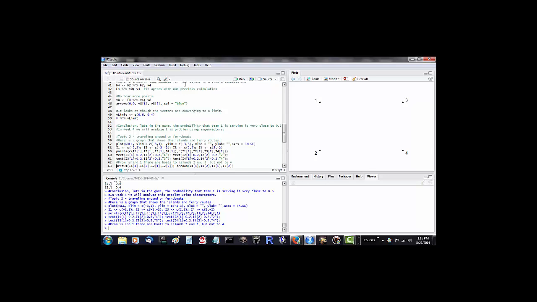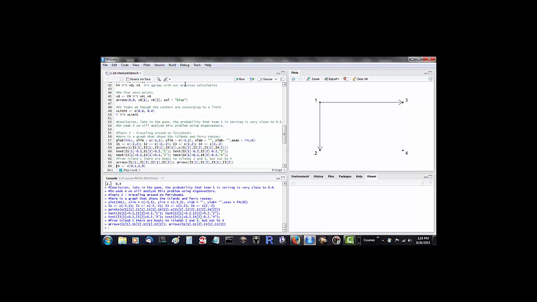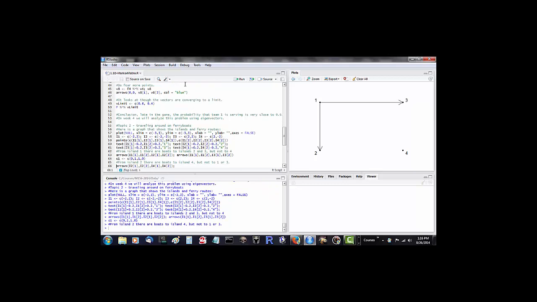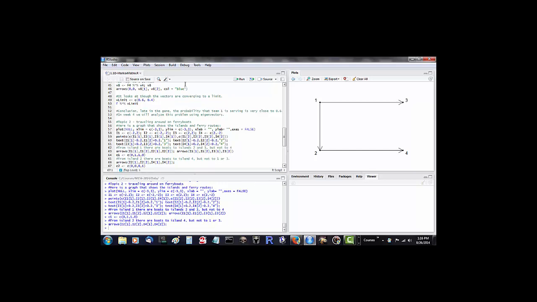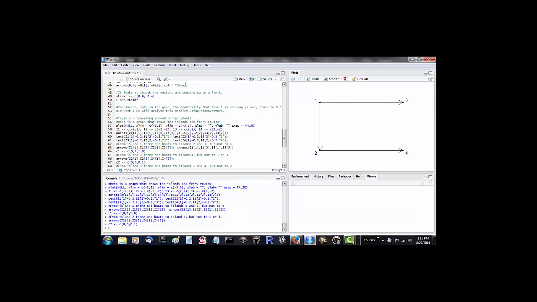By drawing arrows, I can indicate that from island 1 you can get to island 2 or to island 3, but not to 4. And I can capture that information in a vector that has a 1 for each of the islands that can be reached by a ferry ride from island 1, a 0 for the ones that cannot. I can do the same thing with island 2. You can go from island 2 only to island 4, but not to any other island. That's represented by a vector that has a 1 in the 4th position.